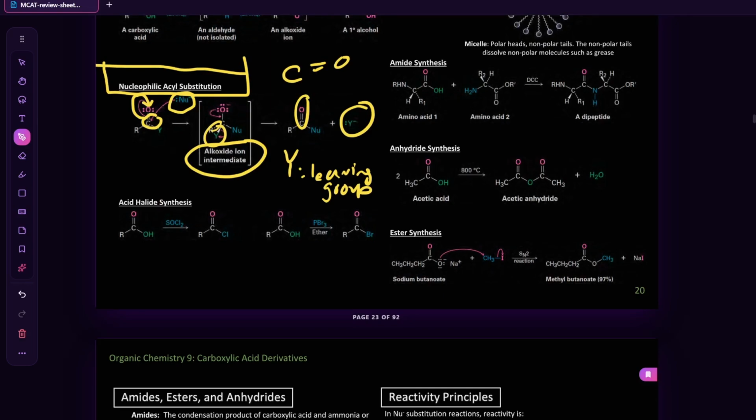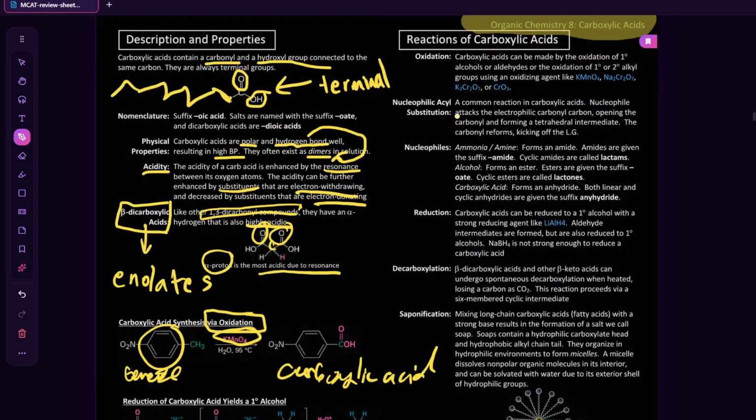And then the next thing is amides, esters, and anhydrides. We're going to go through those as well. So we can go through nucleophiles here. Remember, you can swap in different nucleophiles, but you'll end up with different products, all through the same substitution mechanism. Ammonia or an amine attacking forms an amide. Amides are given the suffix amide, and the cyclic amide is called a lactam. An alcohol can also give you an ester, and a cyclic ester is a lactone. Now, a carboxylic acid attacking gives you an anhydride, and both linear and cyclic anhydrides are called anhydrides, so that one is simple enough to name.